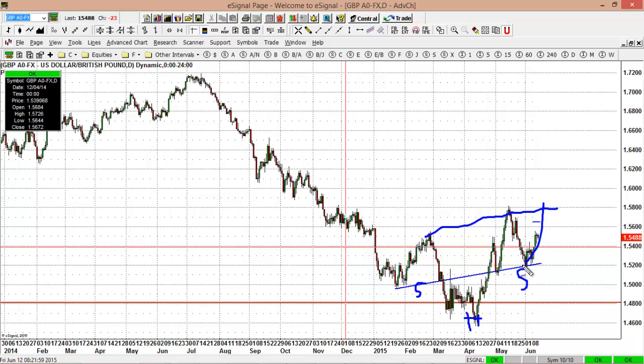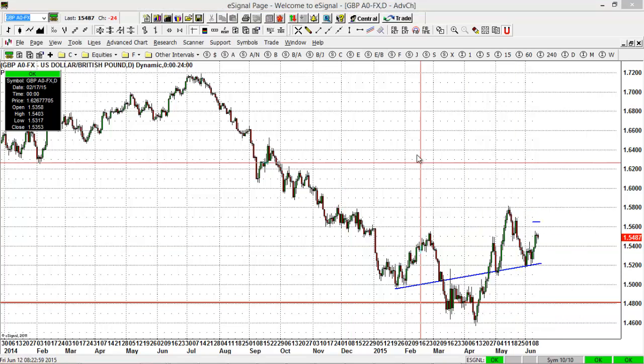If the market does not break above this 158 high, the market will collapse down, and this will be a failure of this particular pattern. If it closes below this swing low near the 151 level, I would say this pattern has failed and we're on our way down with the British pound.